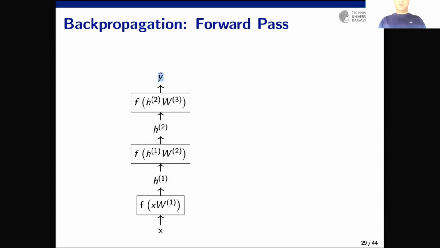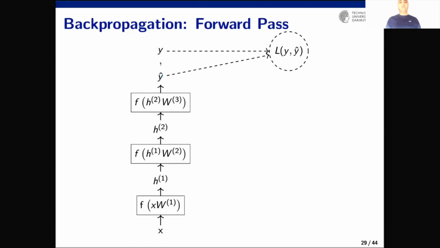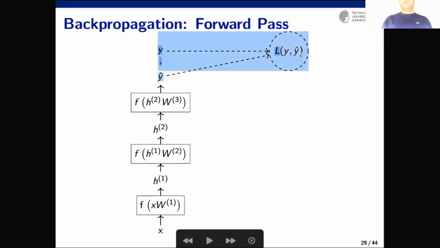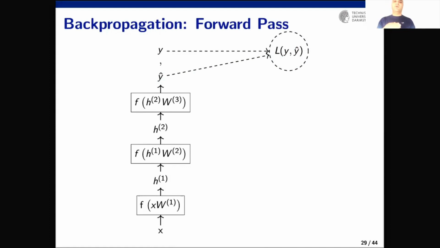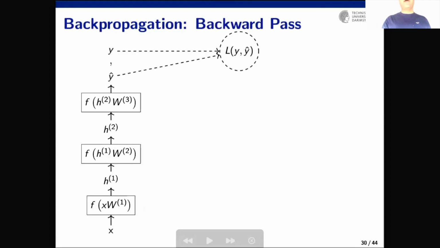But what was our goal? Our goal is to predict a true label y. So we want to know how far the output predicted by our model is from the true label given in the training set. How should we measure the difference between these two? By a loss function. So we give y and y hat to the loss function, and we compute the loss. And this is the end of the forward pass. We are done with the forward pass, and now we can do the backward pass.